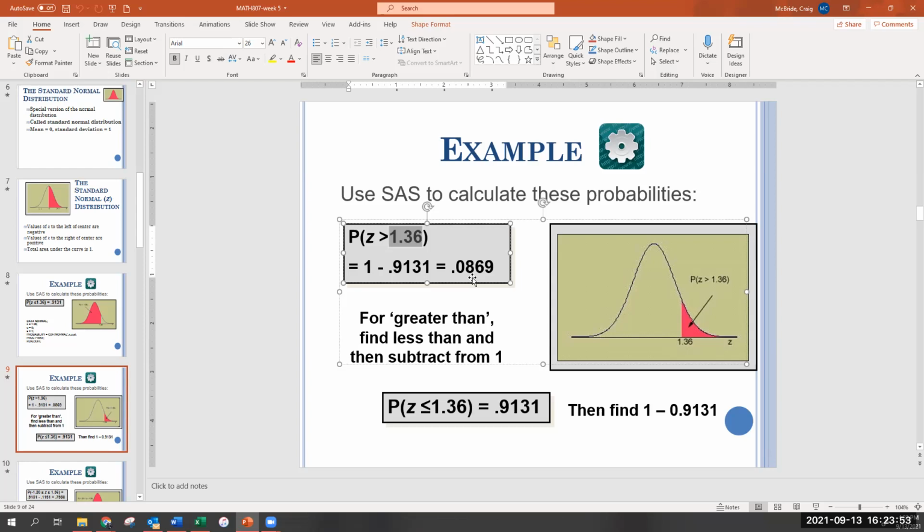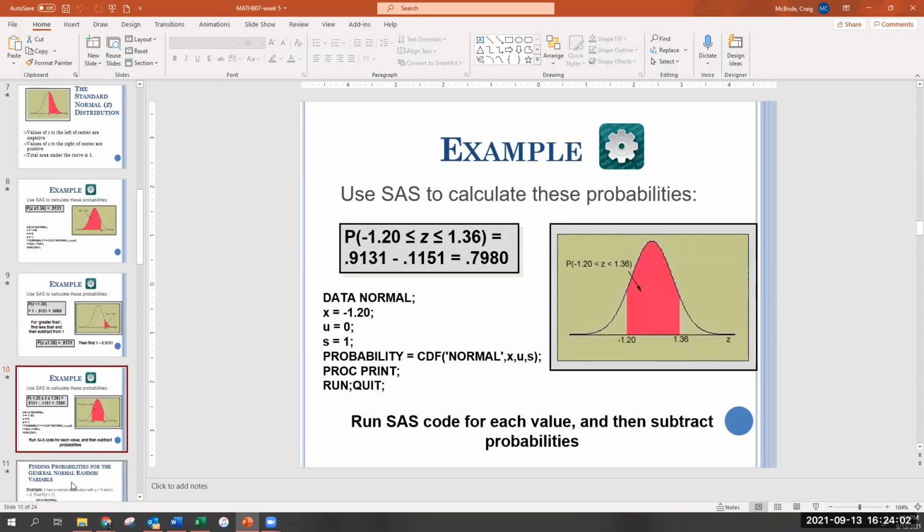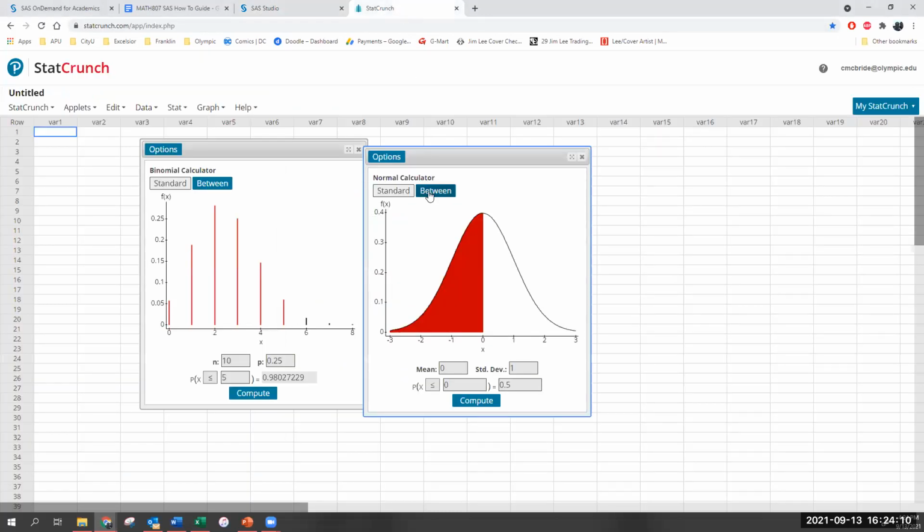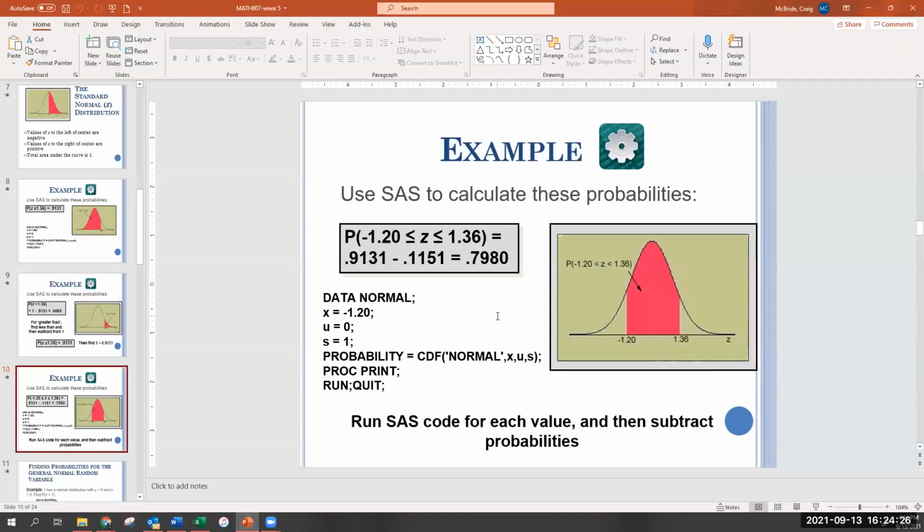So that's how we can find aboves. Belows are easy. And if we want to find in-betweens, we just have to do some simple math. Now, if you've got a fancy tool like StatCrunch, it'll do betweens for you, where you just put in the two numbers and it calculates betweens for you, which is kind of nice. Excel doesn't do this. You would still have to run the CDF twice and then take the difference of the two, just like you would have to do in SAS.